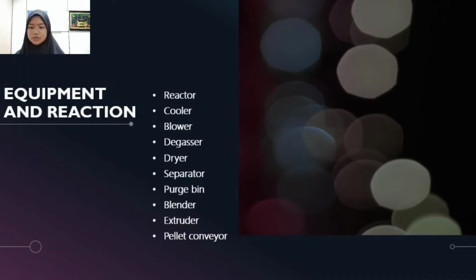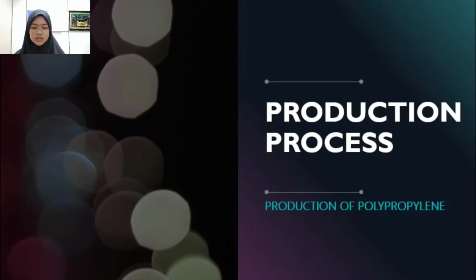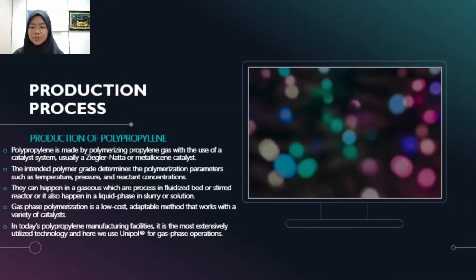Okay, so we proceed to the production process of polypropylene. Polypropylene is made by polymerizing propylene gas with the use of a catalyst system, usually a Ziegler-Natta or metallocene catalyst. So the intended polymer grade determines the polymerization parameters such as temperature, pressure, and reactant concentration.